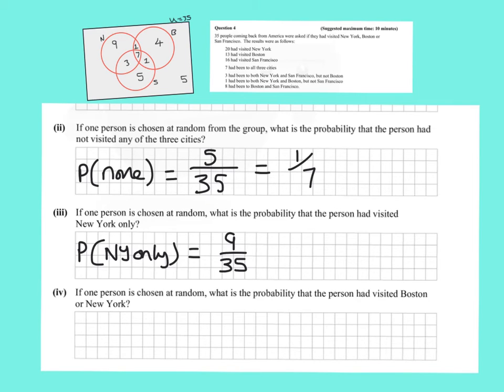The last one, if one person is chosen at random, what is the probability that the person had visited Boston or New York? Okay, so this one's a little bit trickier. You can see here, Boston is all of these people here, or New York. And it doesn't have anything like only or anything like that. So we're just looking at these people and these people. So what I'll actually need to do there is to find the probability of Boston or New York.